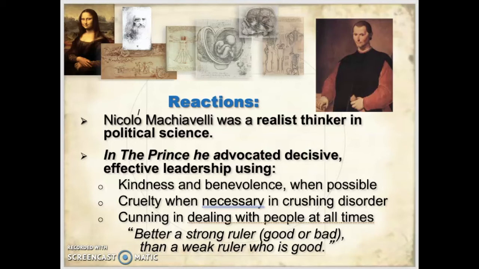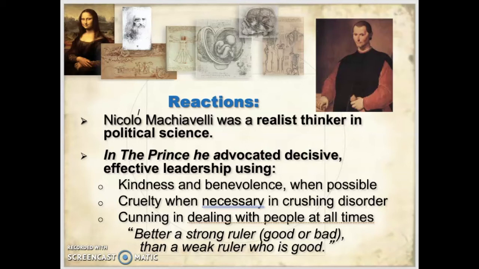Now, the Prince, we think of a prince as the son of a king, but what Machiavelli meant by prince was the ruler of any city, any level, whether they were a duke or whether they were a king or whatever the title was. He called them the prince, the first person, the principate. And in The Prince, he advocated decisive, effective leadership by using certain principles. In The Prince, and it's an interesting read, by the way, you should read it if you get a chance.